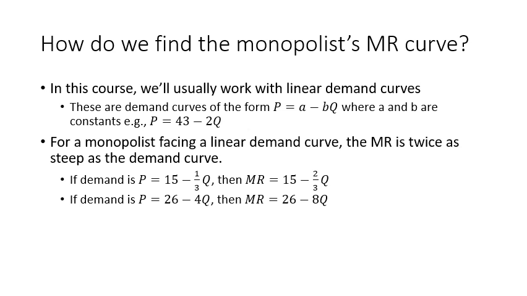For a monopolist facing a linear demand curve, the marginal revenue is twice as steep as the demand curve. So if demand is P equals 15 minus 1/3 Q, then marginal revenue is 15 minus 2/3 Q. So B is the slope. In this case, the slope is 1/3 in the demand curve and 2/3 in the marginal revenue curve. If demand is P equals 26 minus 4Q, then marginal revenue is 26 minus 8Q. The marginal revenue curve is twice as steep as the demand curve.